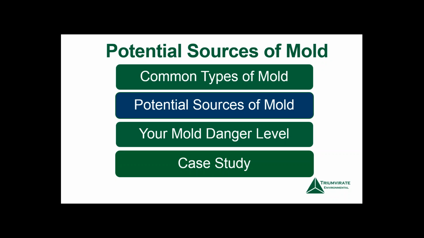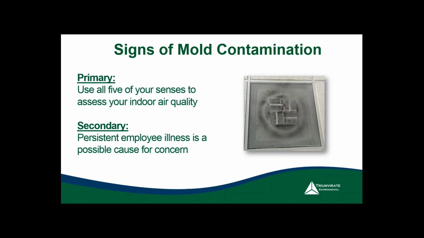Now we're going to shift gears a little bit and go into the potential sources of mold. This is where you want to look in your building, using a method to pinpoint places where there's a high probability that mold is there and potentially causing health issues. There are two types of signs of mold contamination. There are primary signs: sight, sound, smell, touch, taste. And you're going to want to use all five of these senses to assess your indoor air quality.